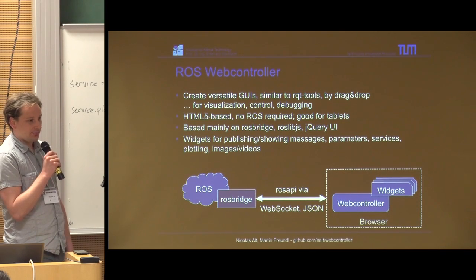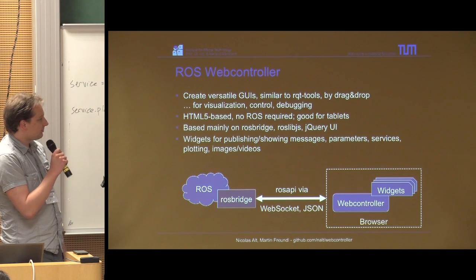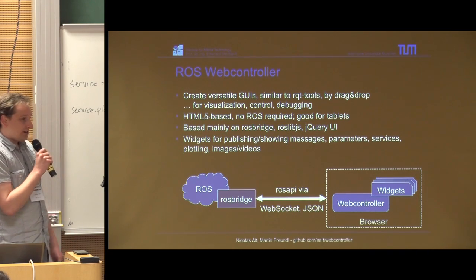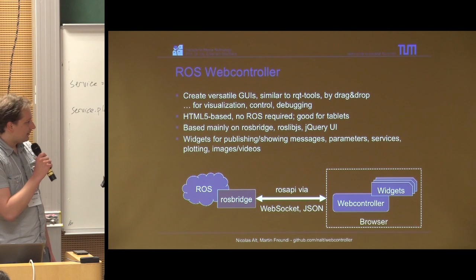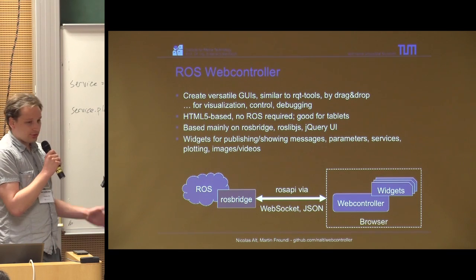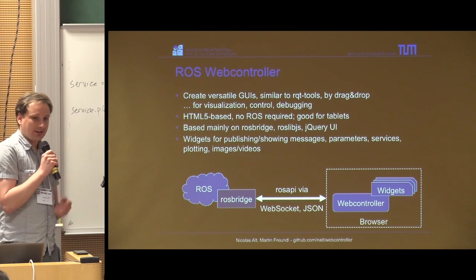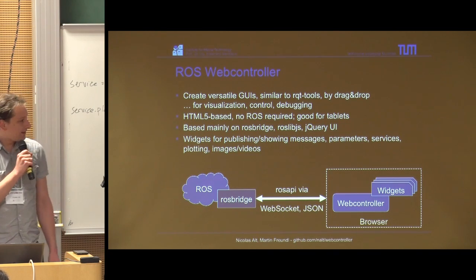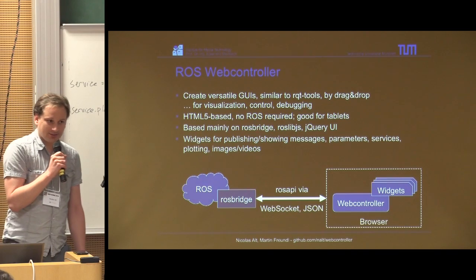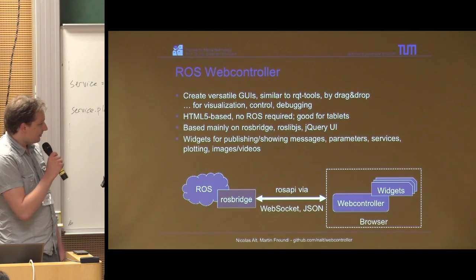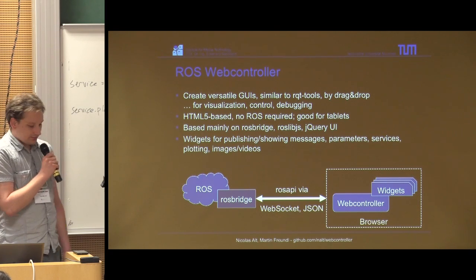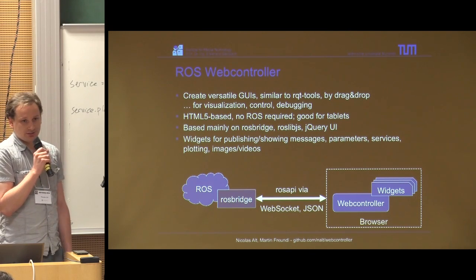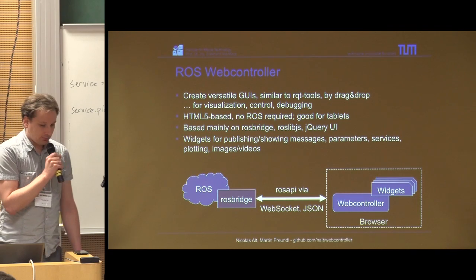We work mainly with simple robots such as the Turtlebot. It's an HTML5-based system, of course. No ROS is required on the client side, as Daniel already mentioned. We are mainly based on ROSbridge, roslib.js, and jQuery UI, so another project working with the robot web tools. Right now, we have different widgets for publishing, showing messages, parameters, services, images, and plots.